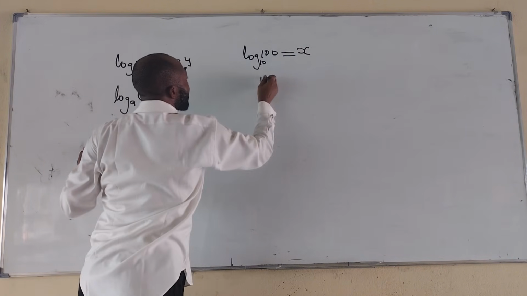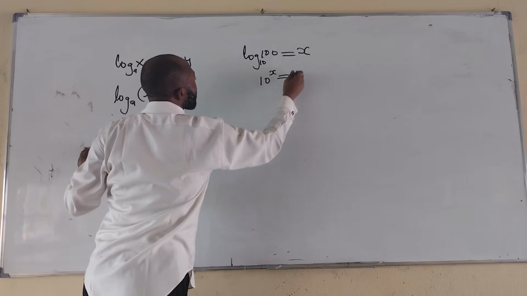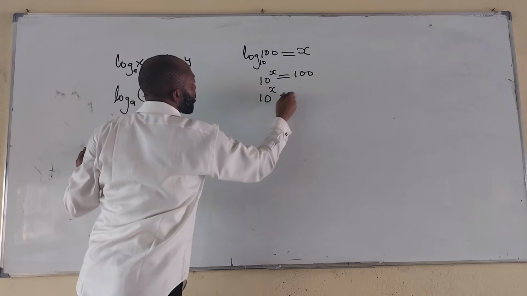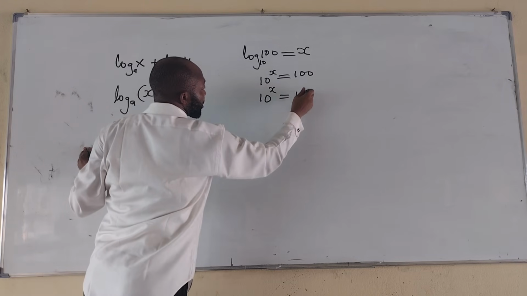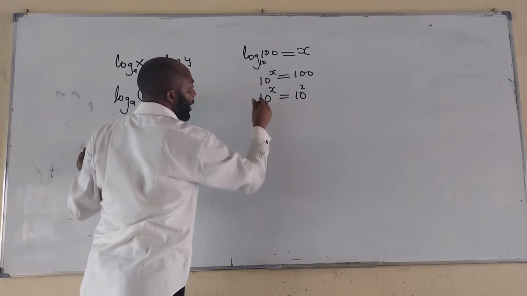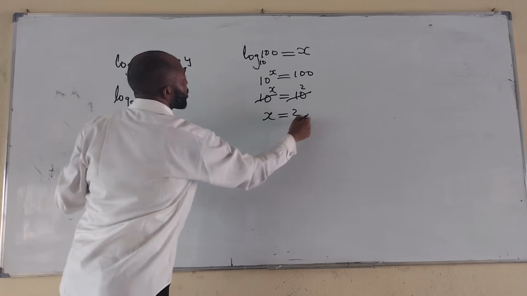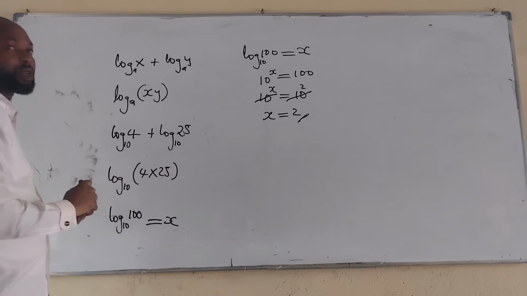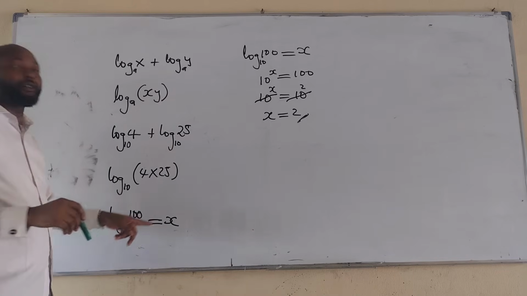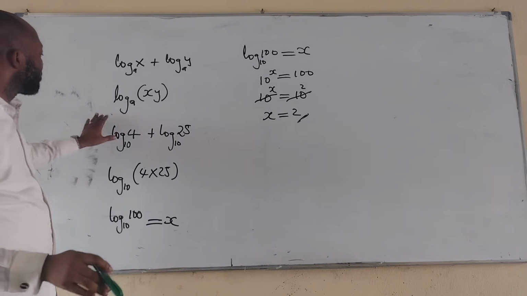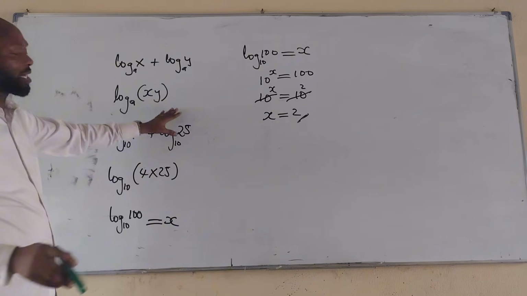So this is 10 raised to the power of x is equal to 100. And 10 raised to the power of x is equal to 100 is the same thing as 10 raised to the power of 2. So I can easily cancel this and I have my x is equal to 2. So now that shows that 10 must be raised 2 times in order for us to get 100. So 10 times 10 is 100. So multiplication law, addition law, that is how it goes.